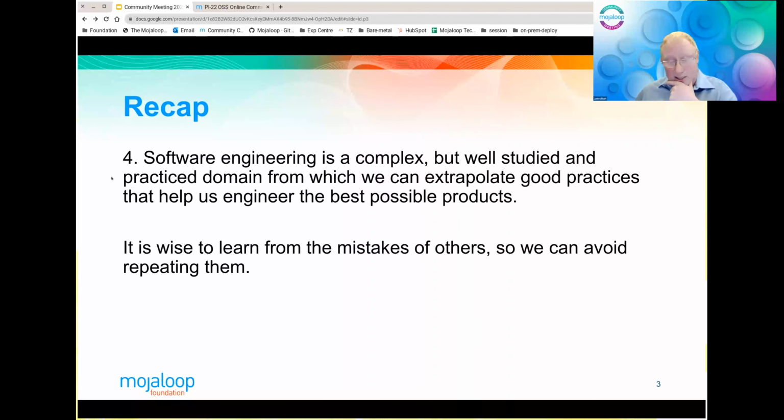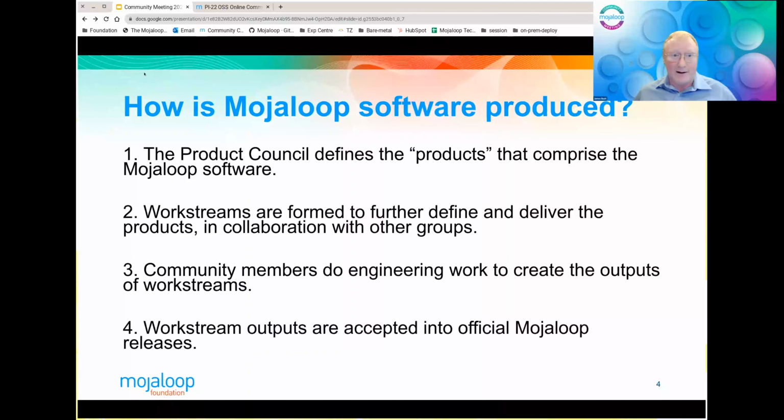And as a general philosophy, it's our view that we should try to learn from the mistakes of others so we avoid repeating them. That means taking our lead from the literature and experience to find the best practice and apply it to what we do in Moduloop.